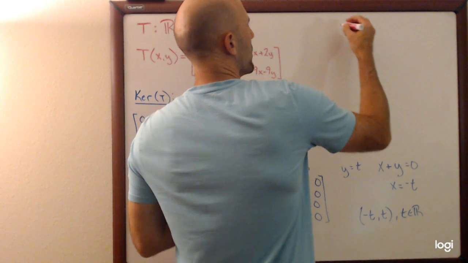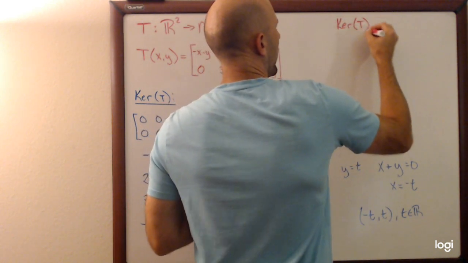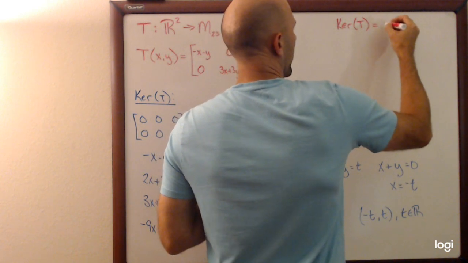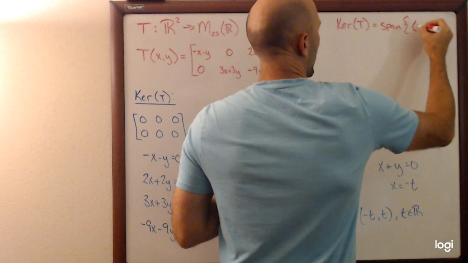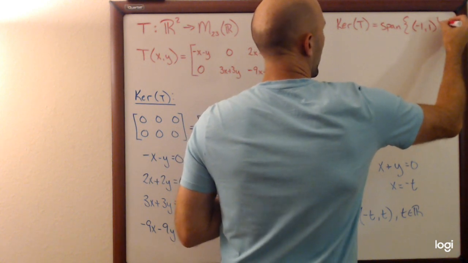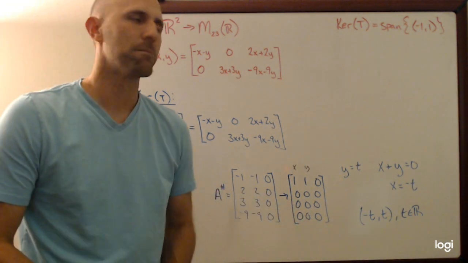And then I can state that the kernel of T is the span of negative 1, 1. That's my basis vector. All right.